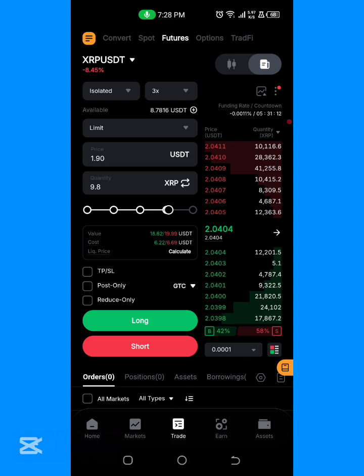TP simply means take profit. That is, you will set the price you want the system to trigger take profit for you. That is, the system will close the trade for you in profits.